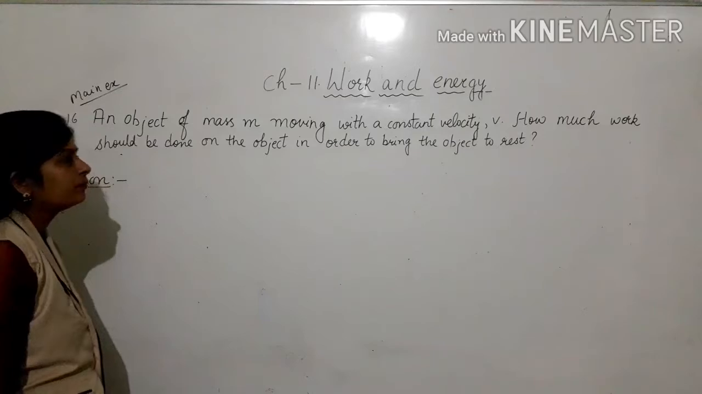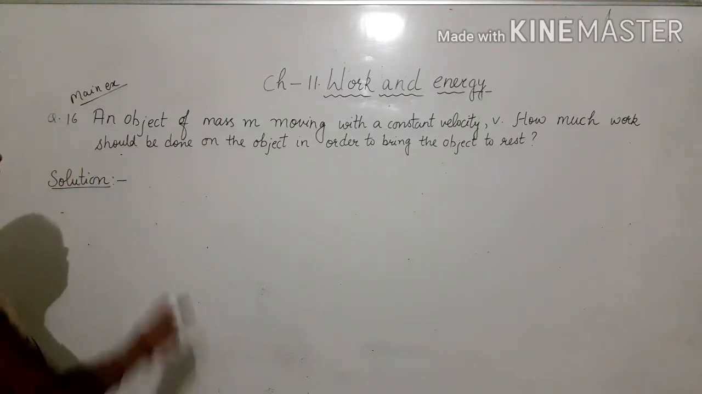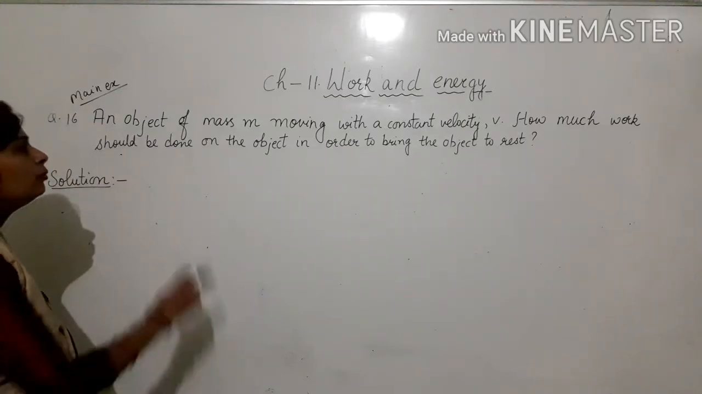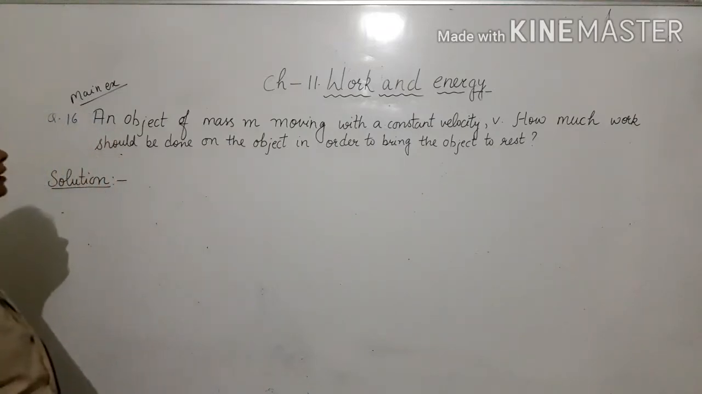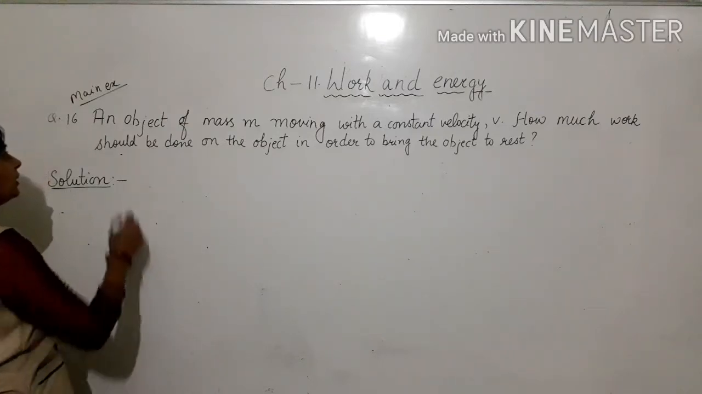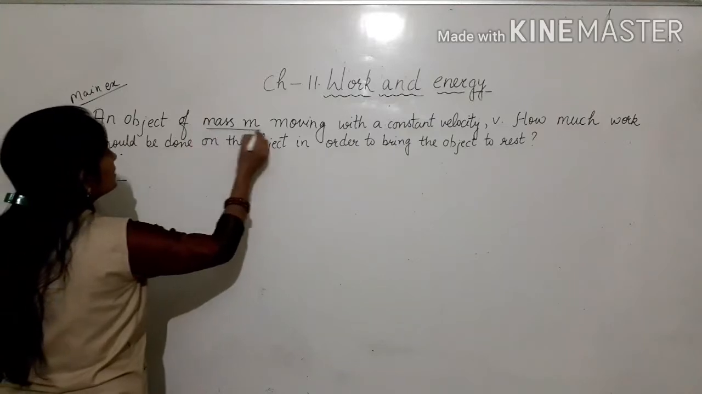Now next question, question number 16. An object of mass m moving with a constant velocity v, how much work should be done on the object in order to bring the object to rest? Now what is given in the question? There is an object of mass m.